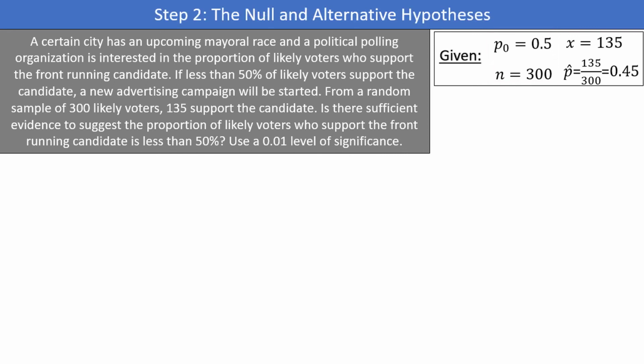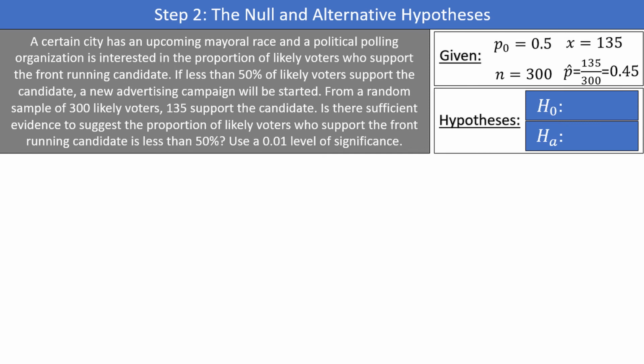Step 2. The null and alternative hypotheses. Every hypothesis test will have a null and alternative hypothesis, denoted by H sub 0 and H sub a. Since we are testing the population proportion, both the null and alternative hypotheses will start with p. The alternative hypothesis typically corresponds to the research question that needs to be tested.